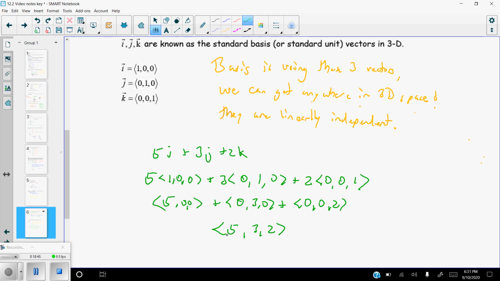Obviously, you don't need to go through every single step that I just did there. If you see 5i plus 3j plus 2k, you can skip right down to there, and you'll know that that is exactly the same thing. It's the vector 5, 3, 2. All right, that's it. That is enough for this lesson. So you should be good.